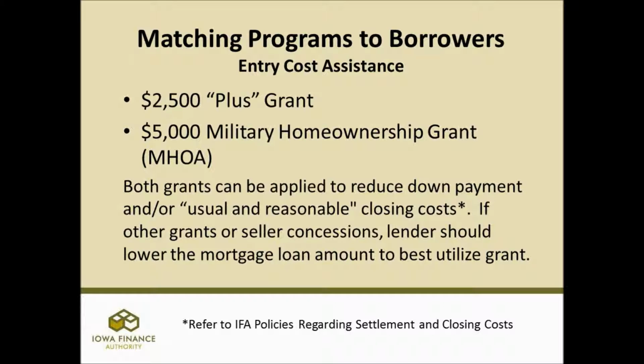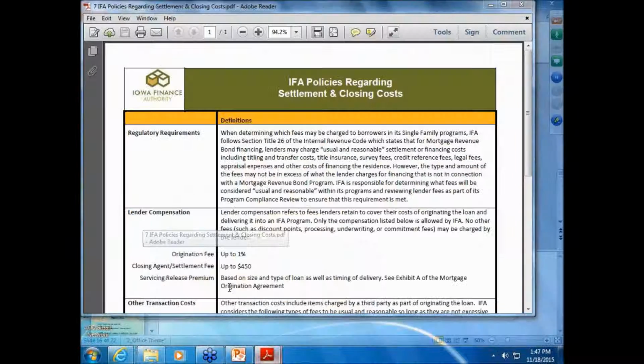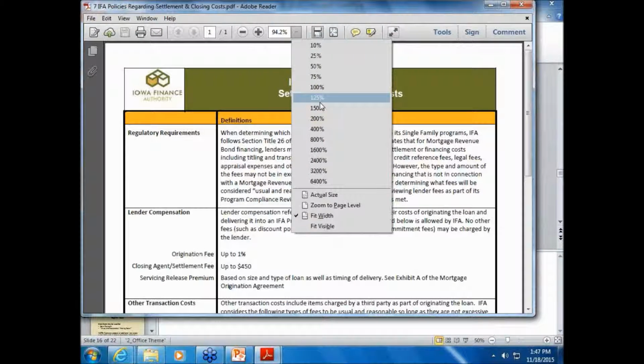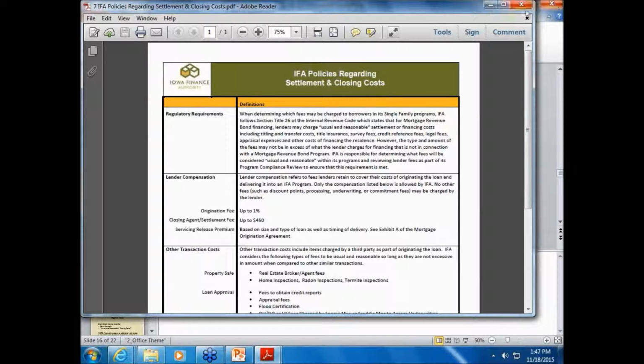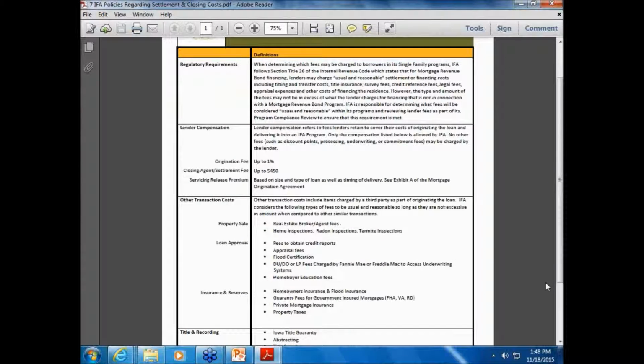Now just to talk briefly about our down payment assistance. Again, we have the $2,500 PLUS grant and the $5,000 military grant. Both can be applied to reasonable and customary closing costs. I have the little asterisk on the bottom of the slide that refers to our policies. All of these cheat sheets are available on our website, and we'll be packaging them up into a supplemental packet to go with these training slides, so that you have all of this information at your fingertips.